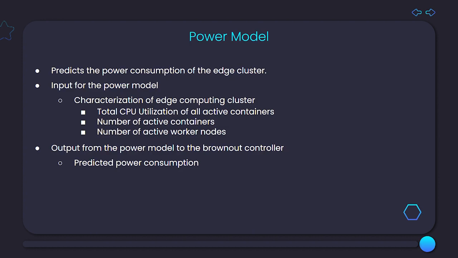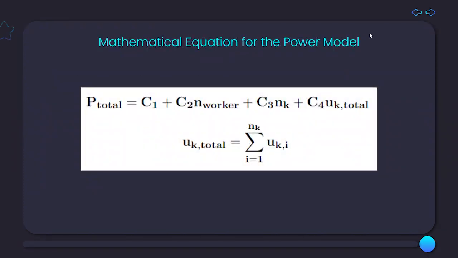As mentioned above, the power model is used to predict the power consumption of the edge cluster, taking edge computing cluster characterizations such as total CPU utilization of all active containers, number of active containers, and the number of active worker nodes as inputs. Here you can see the equation derived to compute the power consumption. It shows clearly how containers and worker nodes contribute to power consumption. The constant C1 represents any static power values dedicated to background processes that are constant throughout the period.